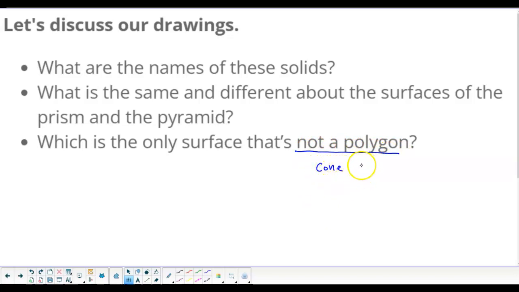And it's actually in the cone, when we unravel, anytime you have a circle or a curve, that is a non-polygon. Polygons have to be made up of straight edges, and it has to be an enclosed figure. When we have curves, those are not considered polygonal bases or polygonal sides.